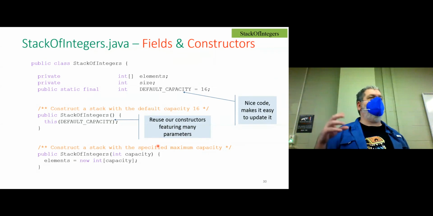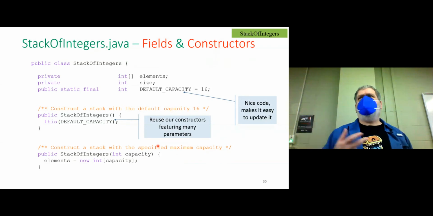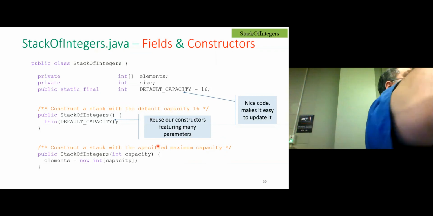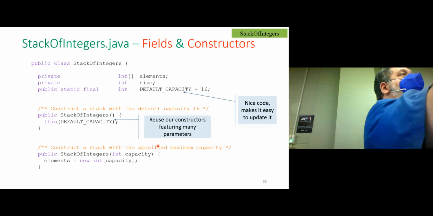You just add the keyword final. So here I have a public static final. Why did I make it static? I don't know, because I want it to be accessible from the class itself. And this is actually my default capacity when you create an empty stack. Yeah?